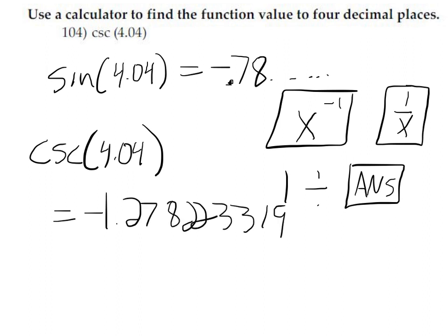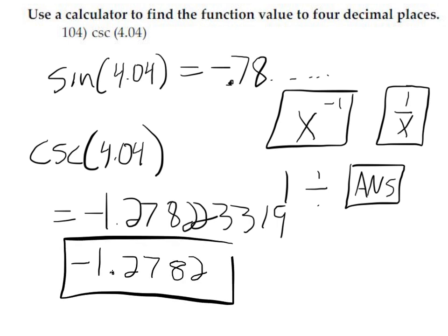1.278223319. Now they ask for 4 decimal places, so we go to the 4th decimal place, the 2. And this next number will not raise it up, so we round it to negative 1.2782, and that is our answer. Excellent.